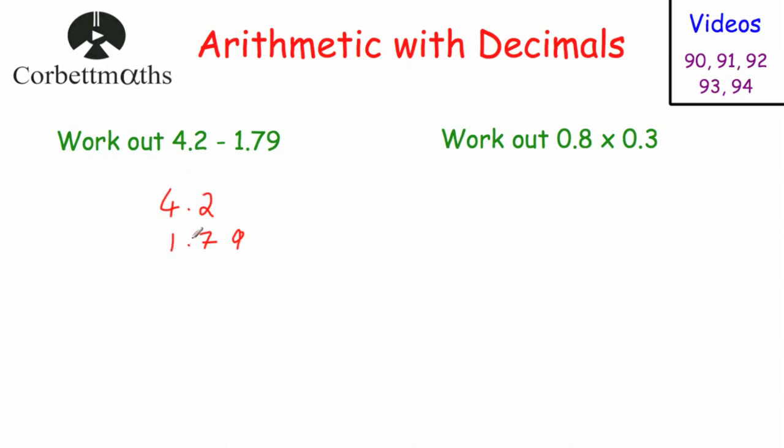We've got our decimal points lined up. We've got the tenths lined up, and we've got the hundredths lined up. As you can see, there were no hundreds for the 4.2. So what I'm actually going to do here is put a 0 there as well, just so there's a placeholder in there, so that whenever I'm subtracting these, there's something there. Okay, so let's then put the line beneath.